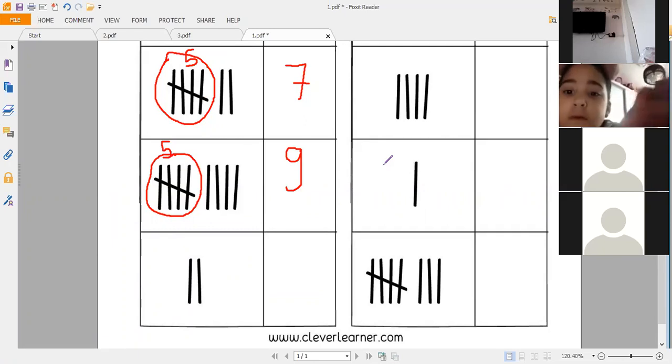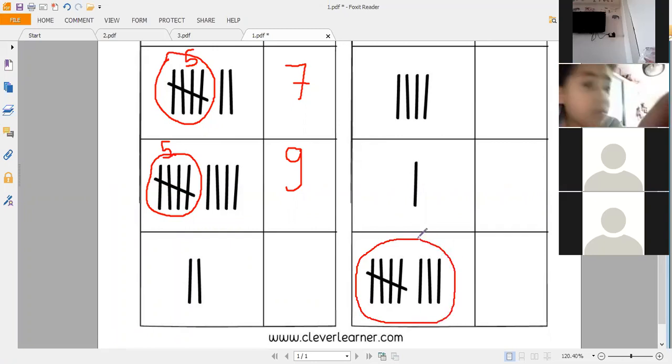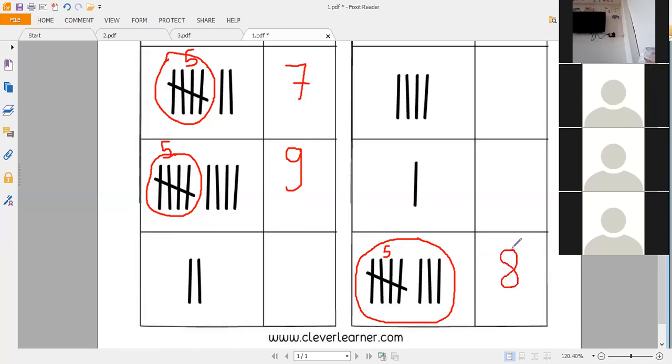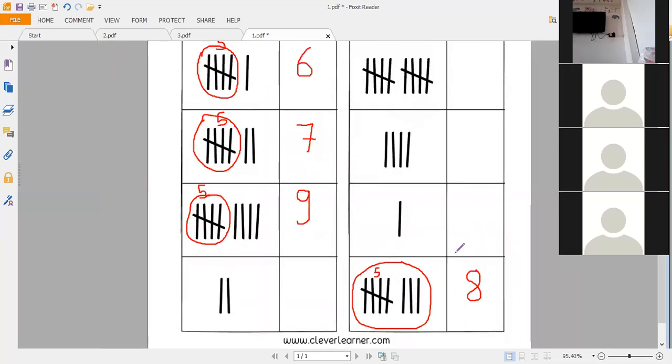This is a worksheet on the Smart School. Okay, can you tell me this question? These tally marks represent which number? 8. Because here we have 5, and if you want to count the rest of the tally marks, you will say 5, 6, 7, 8. 5 plus 3 equals 8. Thank you. It's very easy.